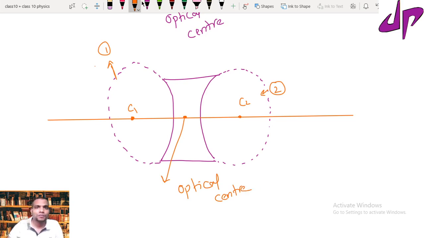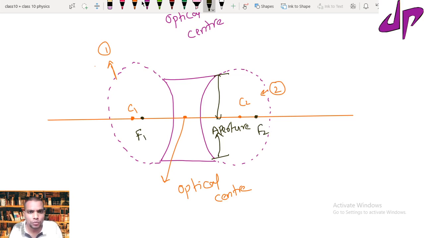The aperture we can define as the maximum height of the lens. So this we define as aperture, the height of the lens. Similarly, it also has two focuses. We can call this side focus F1, and this side focus F2.